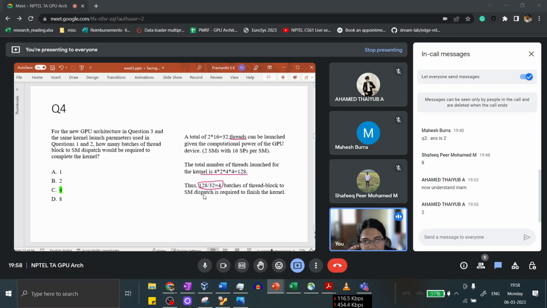You can do this using threads, you can do this using blocks. Ultimately the answer is 4. It's how many times do you need to dispatch to the SM. Is this clear now? Okay, any doubts?